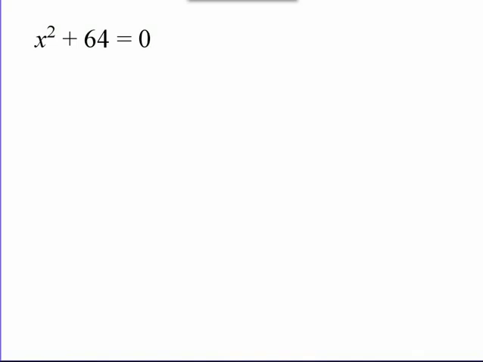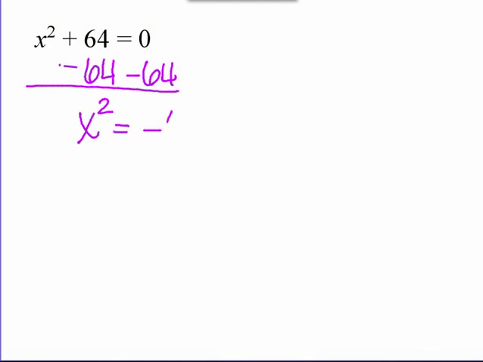X squared plus 64 equals 0. Now, up until today, how could you have solved that? You could have solved that if the plus sign would have been a minus, difference of squares. So now the question is, well, we don't have that. So what we're going to do is I'm going to subtract 64. And I end up getting x squared to equal negative 64. How do you undo a square? Square root. So here I get x equals square root of negative 64.